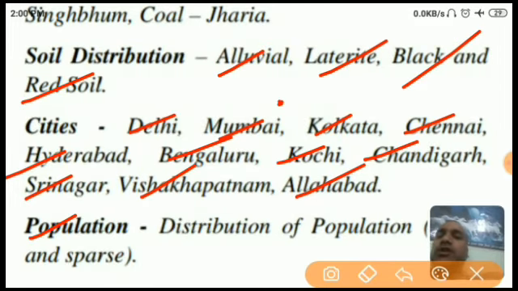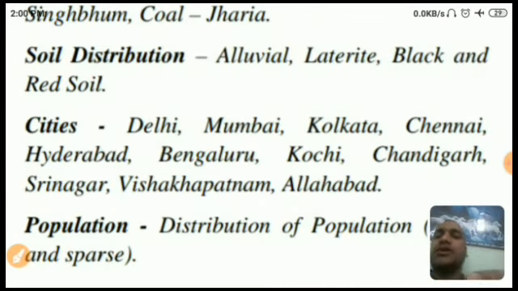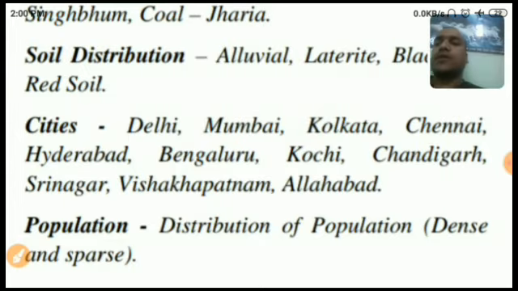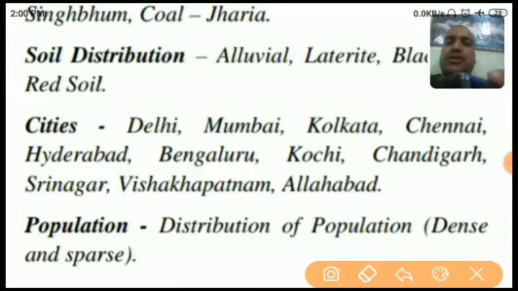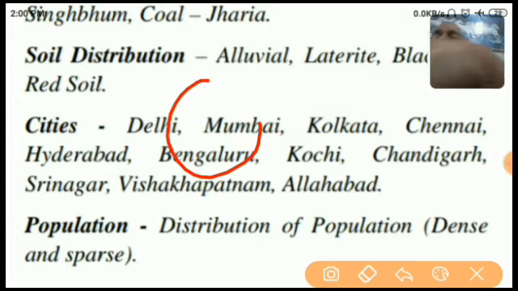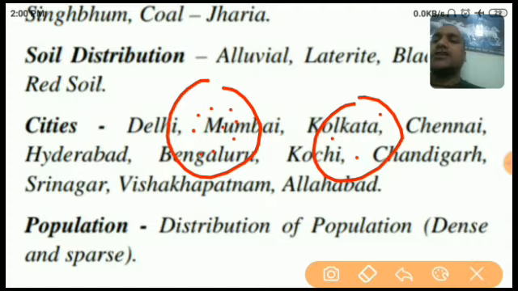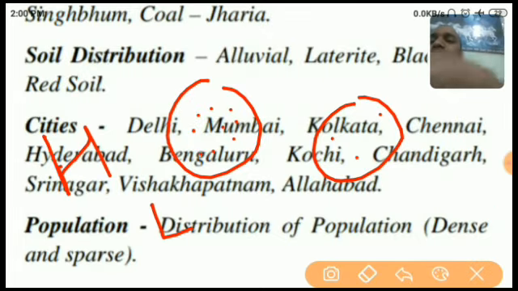In the population, you have to see only two things. What do you have to see? Distribution of population, dense and sparse. So what is dense and sparse? Densely populated means just like there is an area, and the number of people there is very high, so it is a highly or densely populated area. Or if the people are very few, it is called sparsely populated. Or we can also locate where the population is very high or very low.